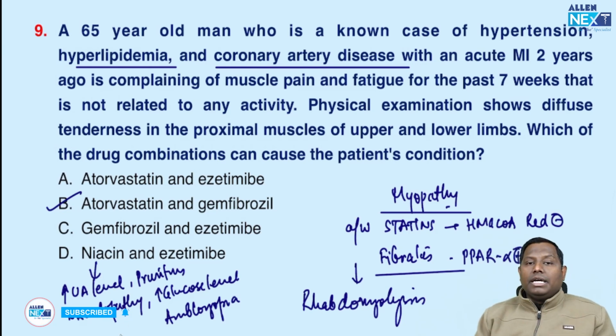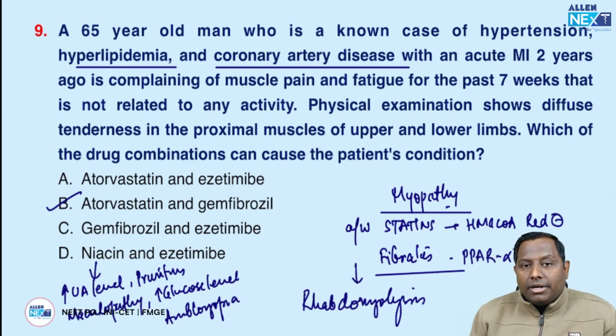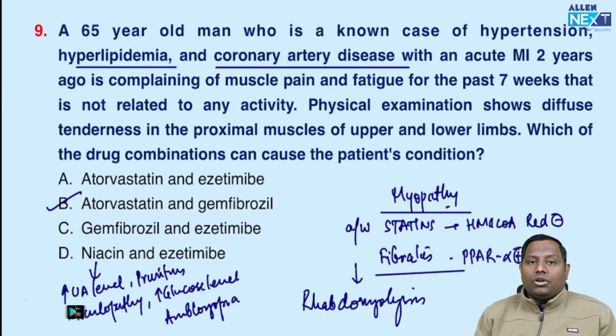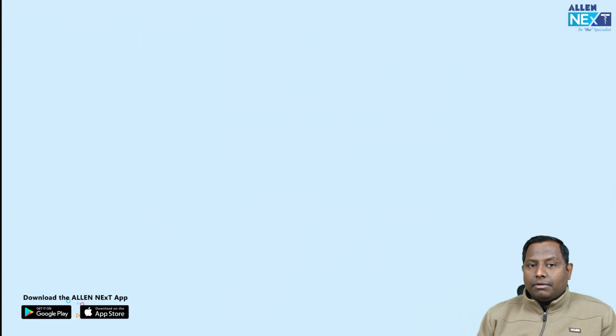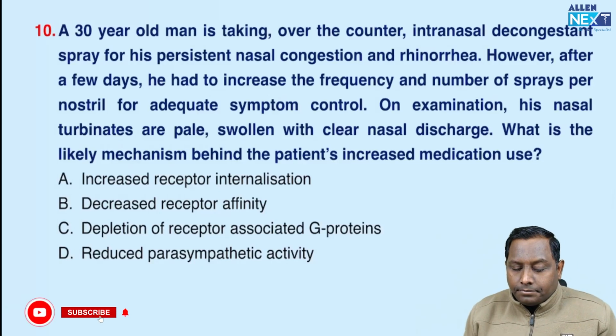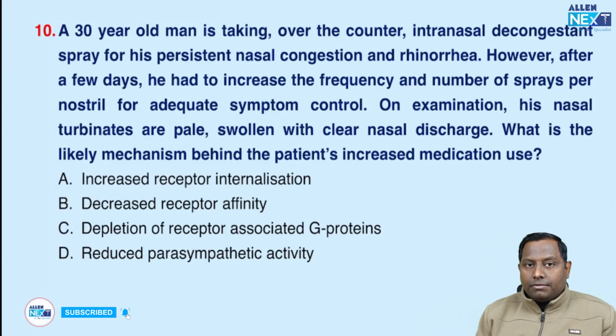As I told you, ezetimibe is one of the NPC1L1 inhibitors. They are inhibiting the absorption of cholesterol. And so the correct answer for this one is myopathy. So atorvastatin and gemfibrozil should not be given together, and are a possible cause of this one.